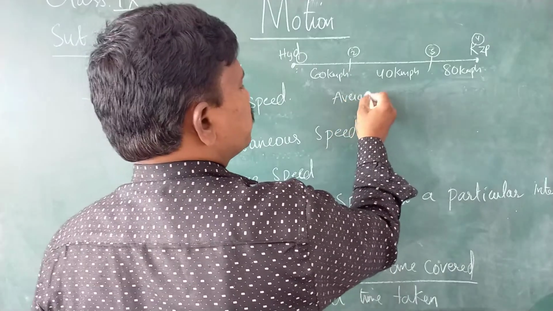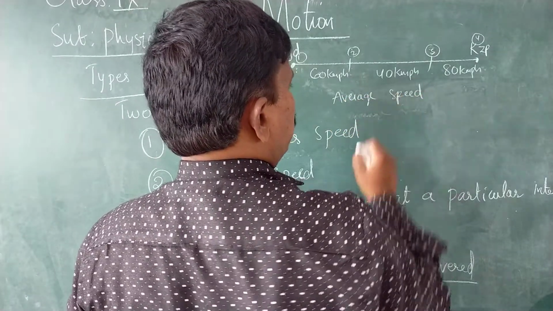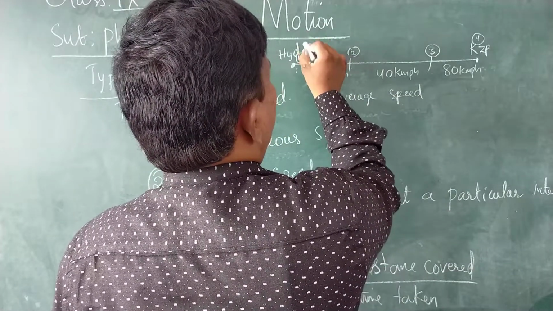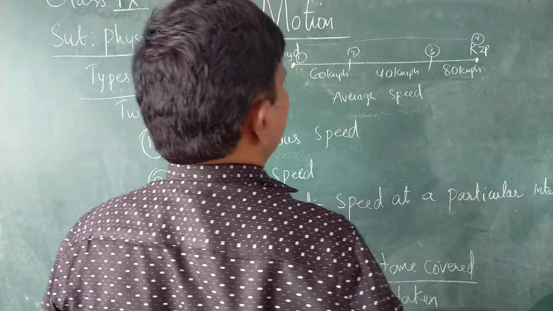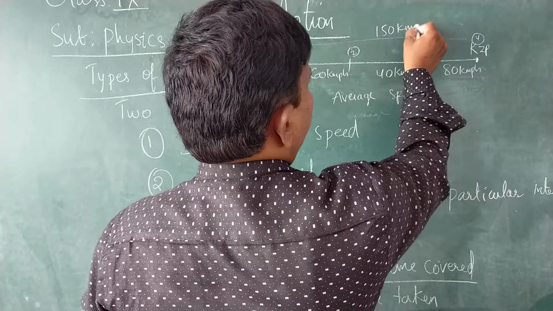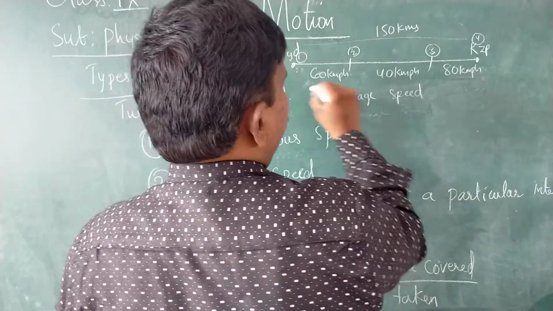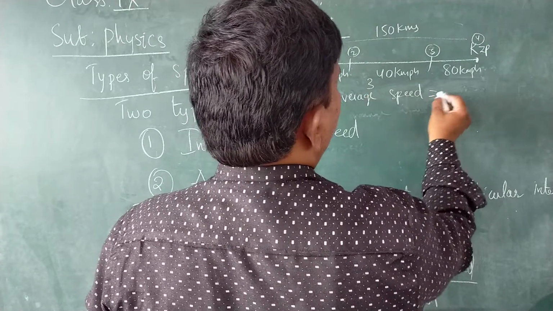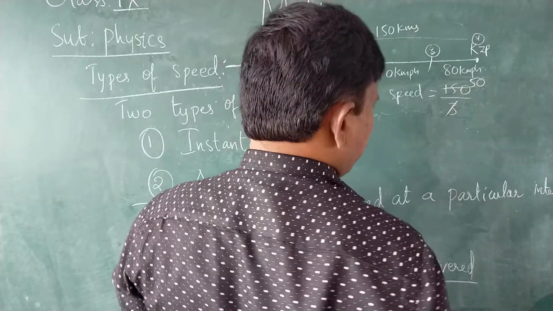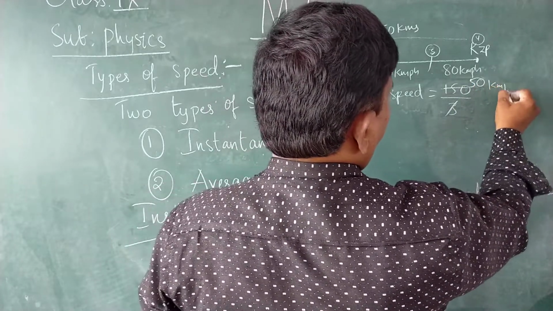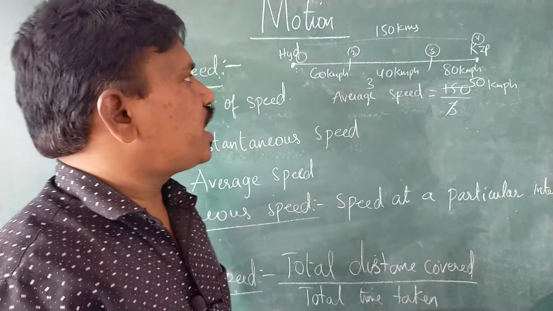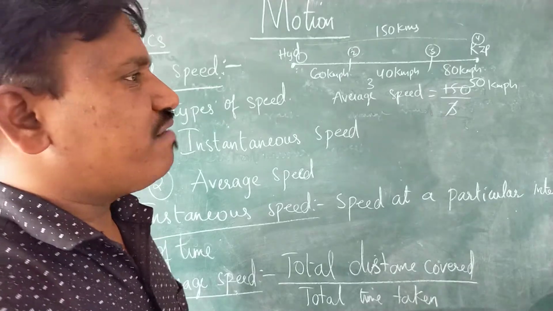How to calculate the average speed? We should calculate the total distance. The total distance from Hyderabad to Kashmir, let us assume, is 150 kilometers. The total time taken is 3 hours. Therefore, what is the average speed? 150 by 3, that is 50. Therefore, 50 kilometers per hour. This is called the average speed.